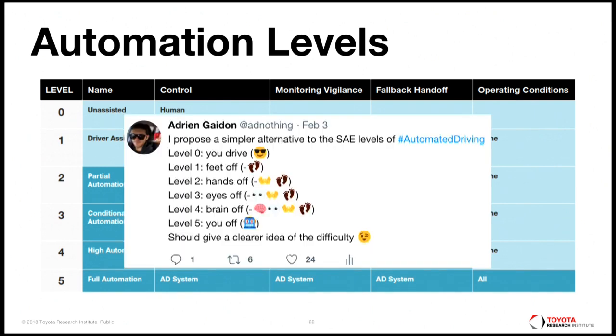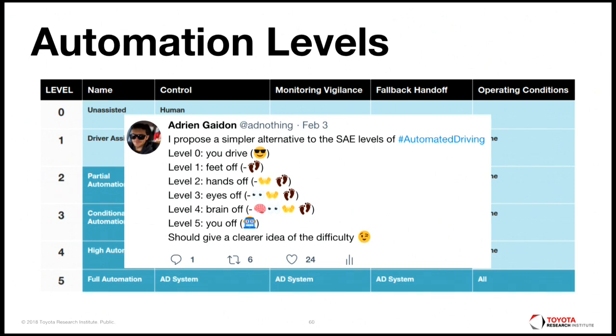And I have a better one, which is level 0, you drive, right? This is the dumb car. Level 1, feet off, right? Cruise control, adaptive cruise control. Most of you that have cars that are fairly recent, you have that. Level 2, hands off. So you take the hands off, you take the feet off, right? So it's lane keep assist plus cruise control equals autopilot. That's Tesla, okay? Level 3, eyes off, right? Although technically with Tesla, you have to keep the hands on and blah, blah, blah.